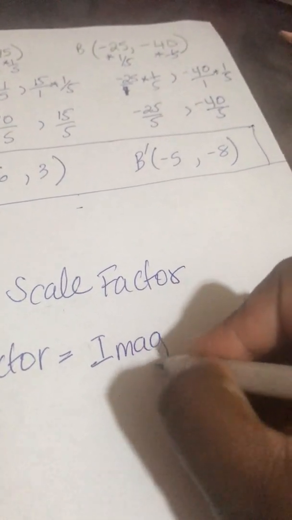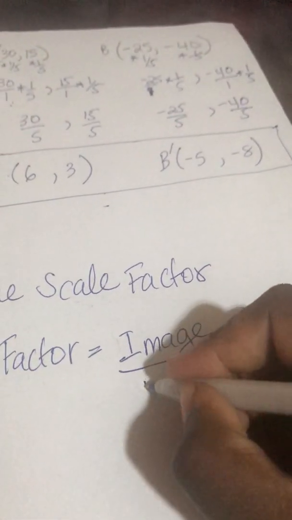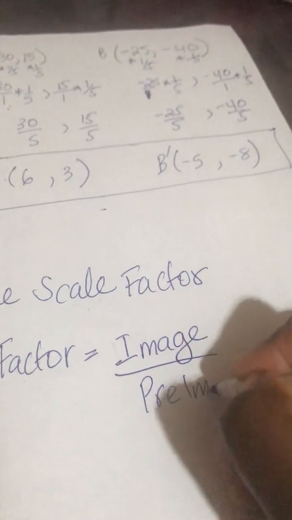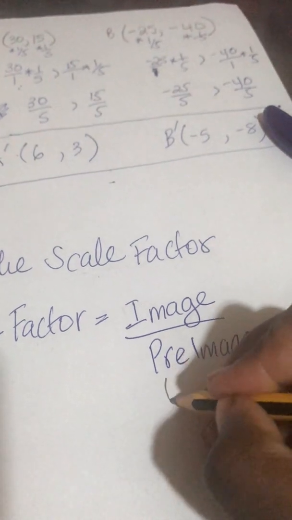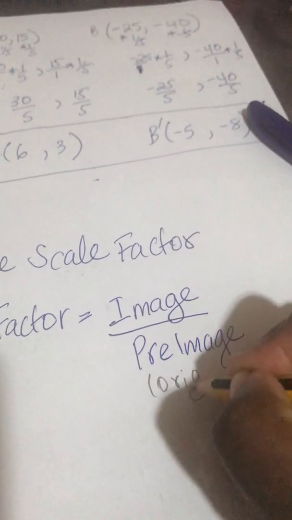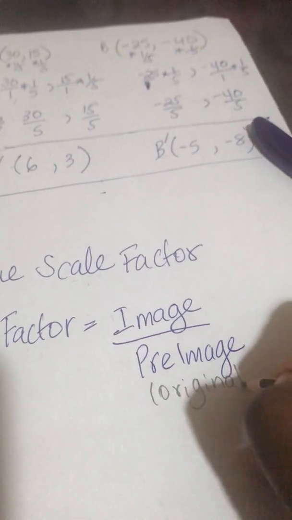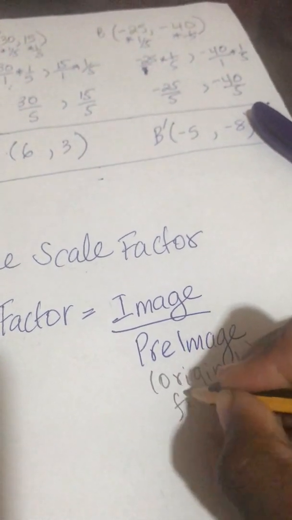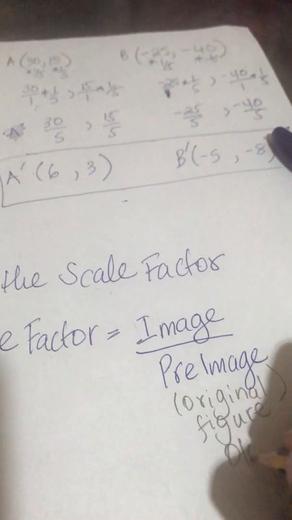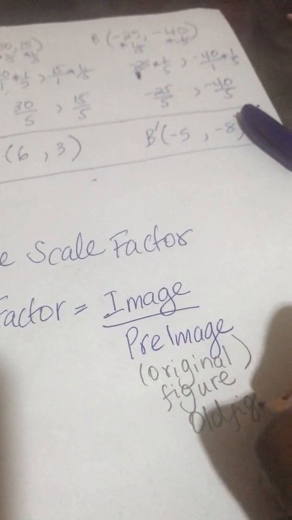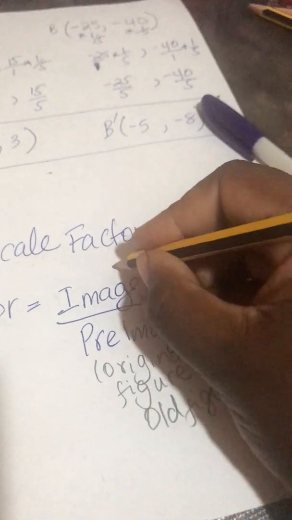Image divide pre-image. Another word for pre-image is original figure. So you will hear me sometimes saying original figure, or you can say old figure and new figure.